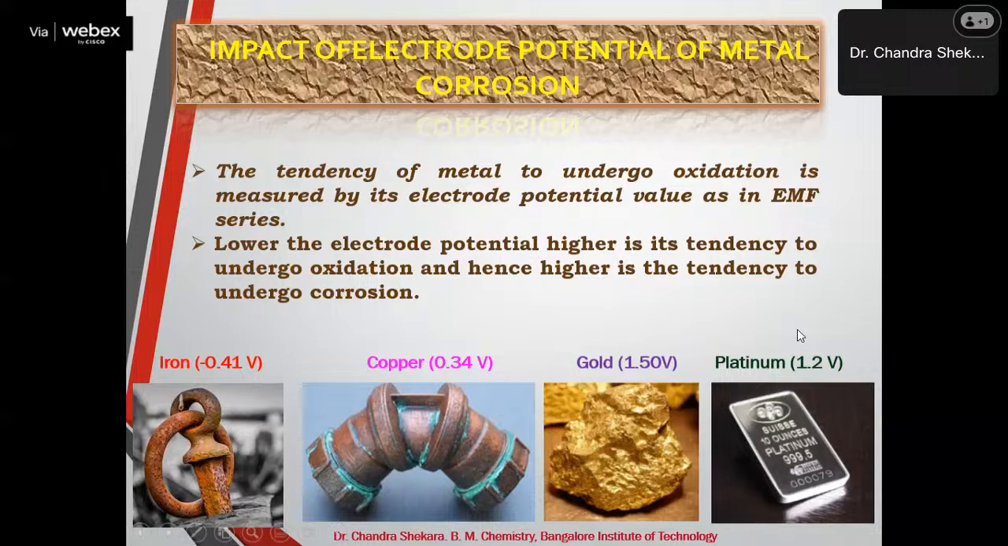Therefore, in this way, the electrode potential of a metal has a direct impact on the rate of corrosion of a metallic material. We can guess the rate of corrosion of a metallic material just by looking into the electrochemical series and looking into the electrode potential of metals.